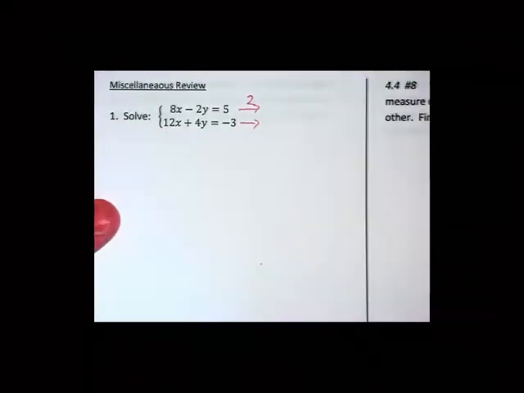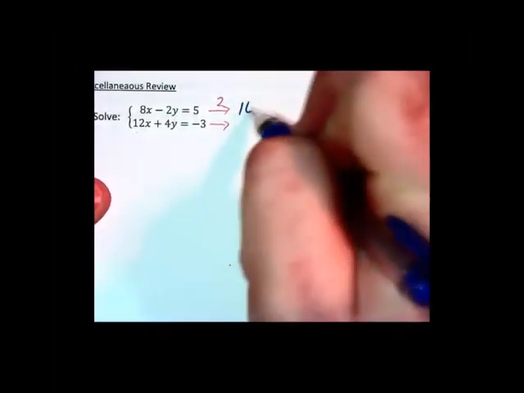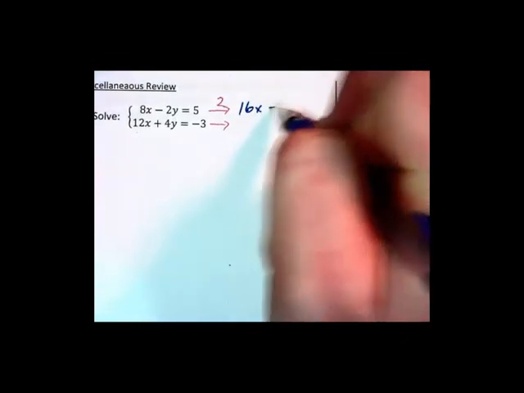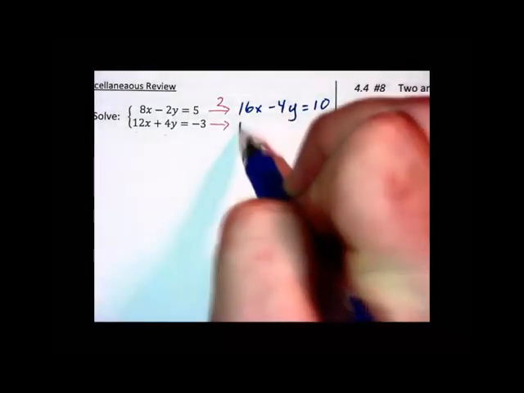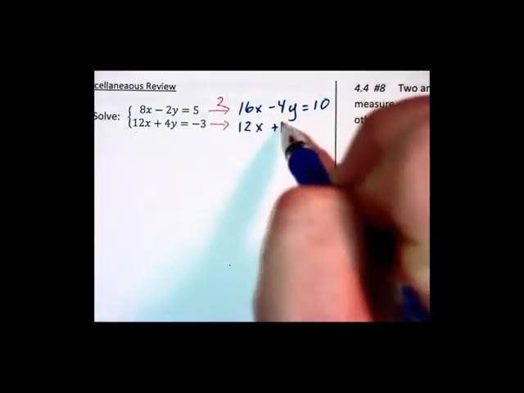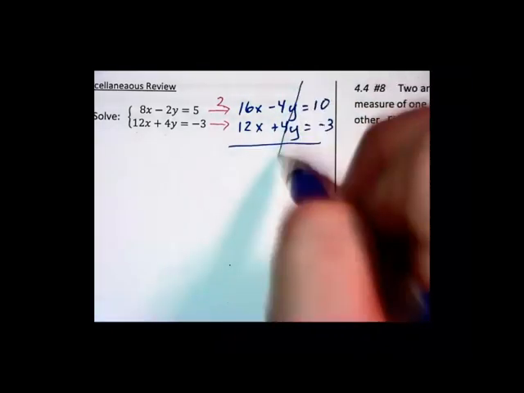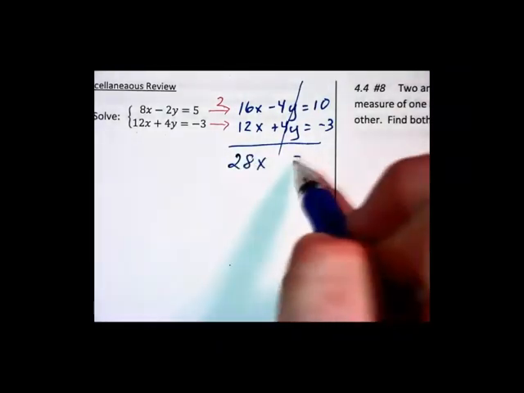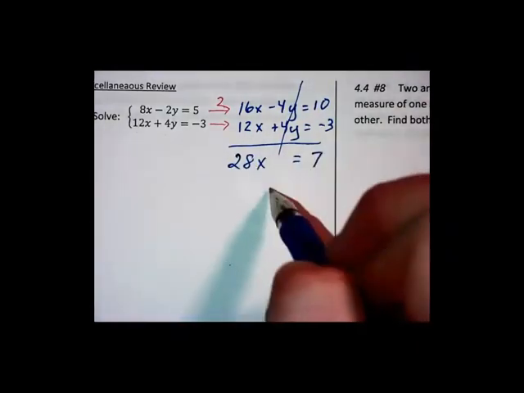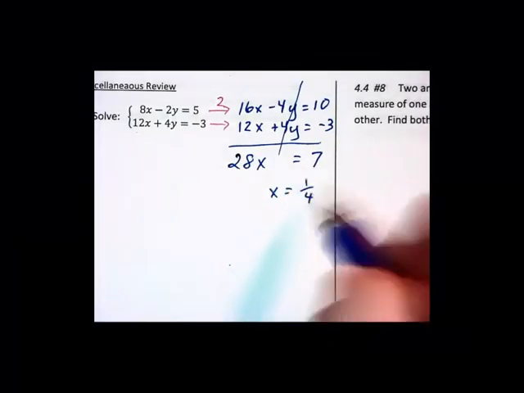So I think I've got enough room to write it right there. I'm going to have 16x minus 4y equals 10. And the next equation is going to end up being, just slide it over, 12x plus 4y equals negative 3. Cancel. We're going to get 28x equals 7. Dividing by 28 gives us 7 over 28, which reduces to 1/4.